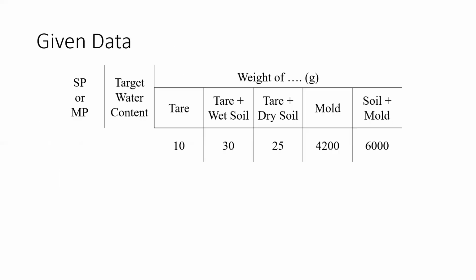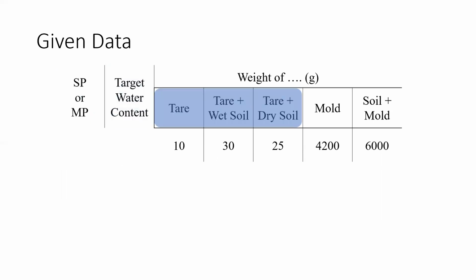The lab data you have should be similar to this table. The values for this table are for demonstration purposes only. The SP and MP column is for determining whether the data was a standard proctor test or a modified proctor test. The target water content was for determining how much water was to be added to the soil for mixing before compaction and could be compared to the actual water content.